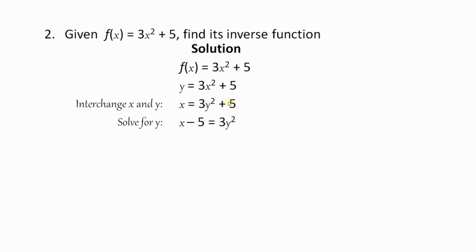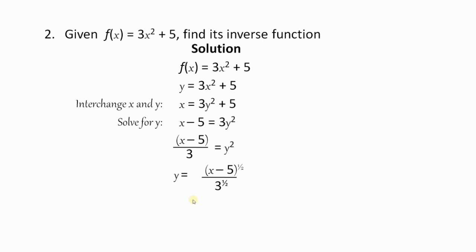So we have x, this 5 is transposed. So it becomes x minus 5 equals 3y squared. Divide both sides of the equation by 3. So you have x minus 5 over 3 equals y squared. And you find the square root. And the square root is the same as the number raised to half power. So you have x minus 5 raised to half power over 3 raised to half power as our y.